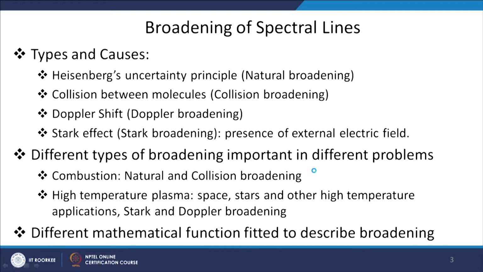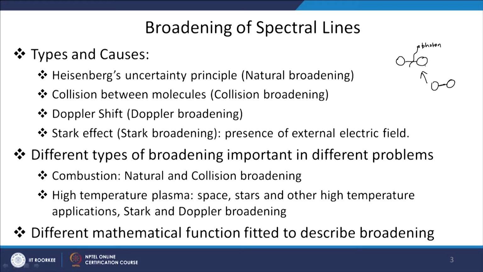The second one is collision between molecules, called collision broadening. Let us say this is a molecule, maybe oxygen or some other molecule, and it is emitting a photon. During the emission, it is collided with by another molecule. The collision between these two molecules leads to a change in the wavelength of the photon. This is called collision broadening. As a result of collision, the photon wavelength shifts a little bit.